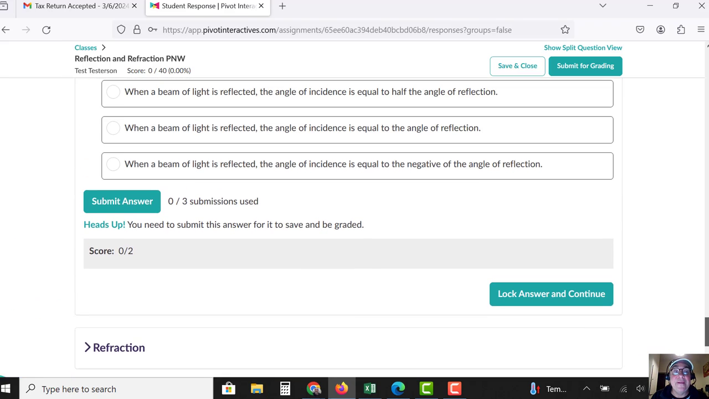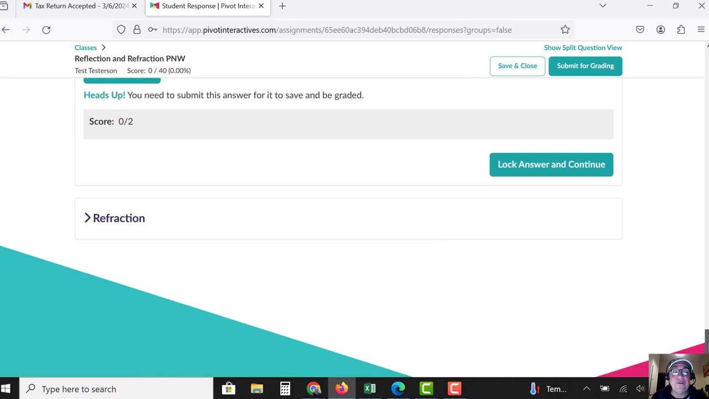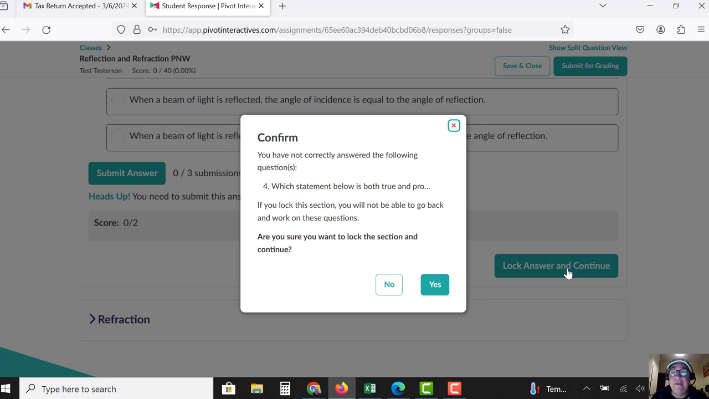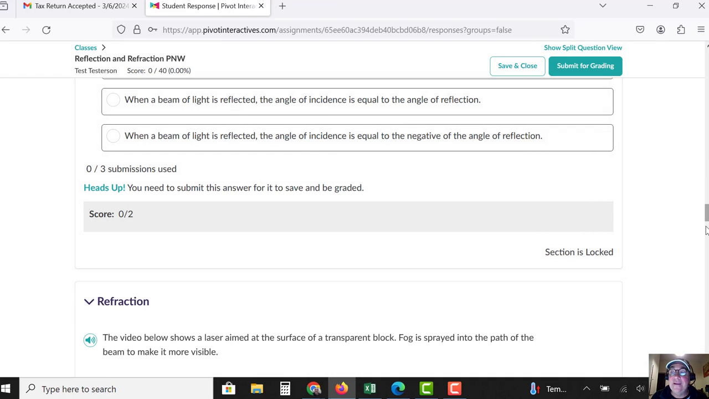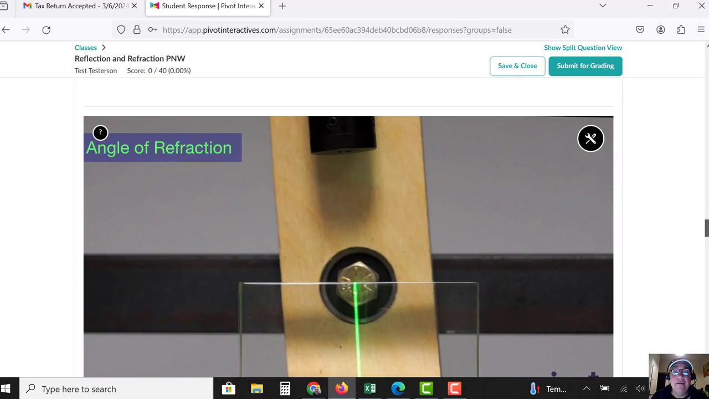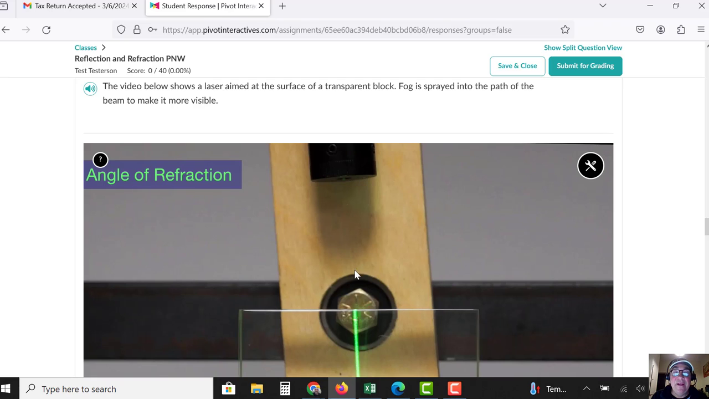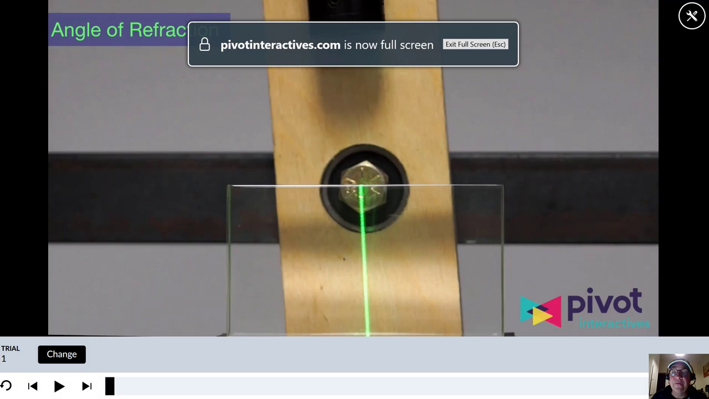Okay, and then once you answer those, you hit lock answer and continue, then we'll get to the refraction section. And of course, you'll answer the questions. So refraction is the bending of light. And we're going to see another video here. And there's a laser beam here. It's going to hit this interface at different angles, and the light is going to be bent. So I'll just kind of step through here. Actually, let me make it a little bigger. And I can step through here.